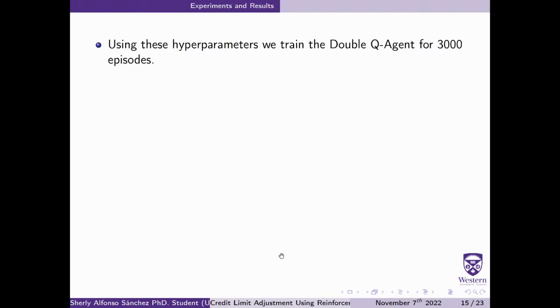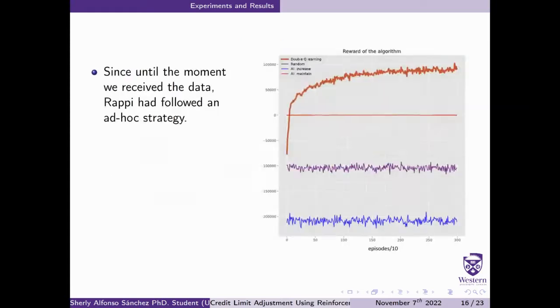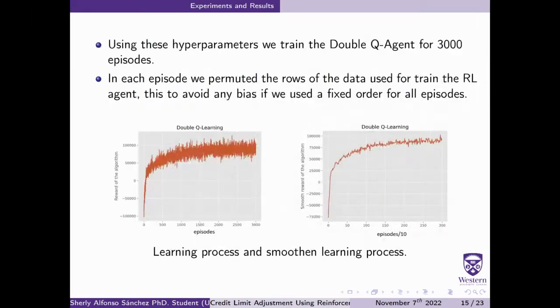Finally, using these hyperparameters, we train the double Q learning with more episodes, with 3,000 episodes. And also, we permute the rows of the data to avoid any bias that could be introduced by having a fixed order of our customers. So we permuted the rows, and this is the raw learning process for the 3,000 episodes. And here is the smoothed curve that represents the average every 10 episodes of our algorithm.